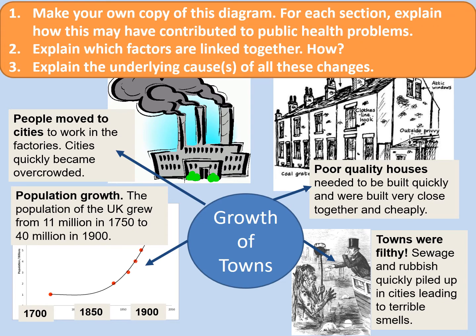Your tasks then. Make your own copy of this diagram, and again you can illustrate it if you wish. For each section, explain how this may have contributed to public health problems. Explain which factors are linked together. How? And then explain the underlying causes of these changes. Pause the video now while you complete that. It'll probably take you some time, especially if you're going to explain it properly.